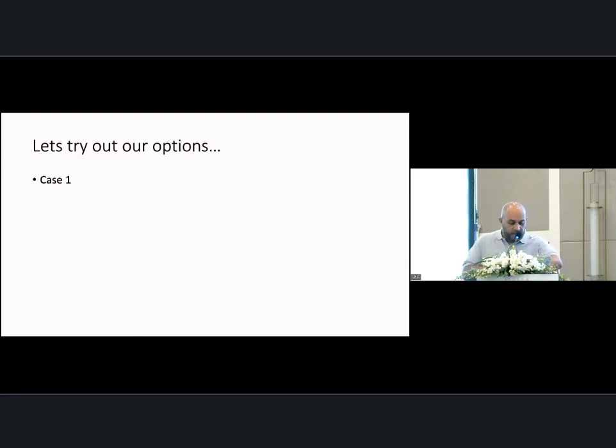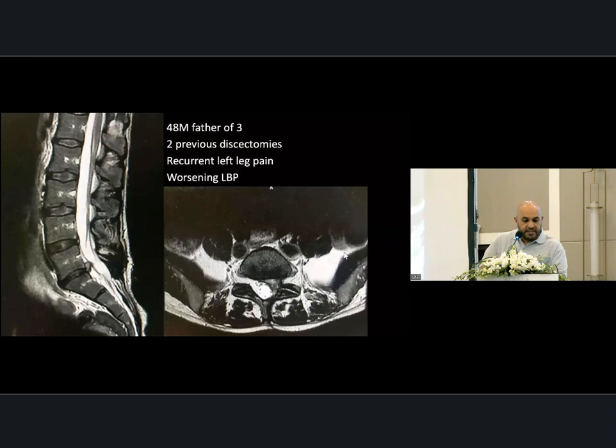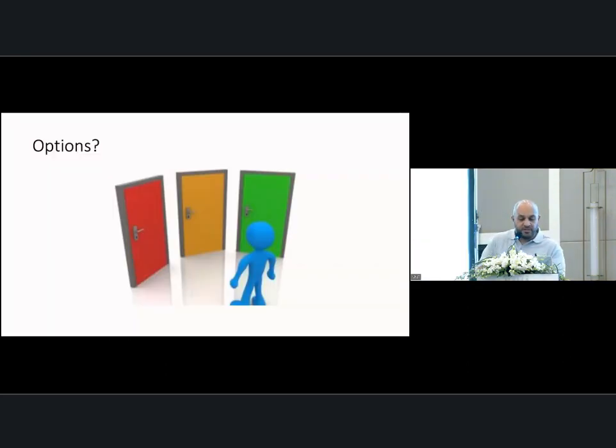So in the last 7 or 8 minutes, we're going to just try out some of these options. So this is the first case. This is a 48-year-old male. He's already a father of 3. He's had 2 previous discectomies, and the disc prolapse has come back, and he's got worsening back pain and recurrent leg pain. So what are the options for this patient?